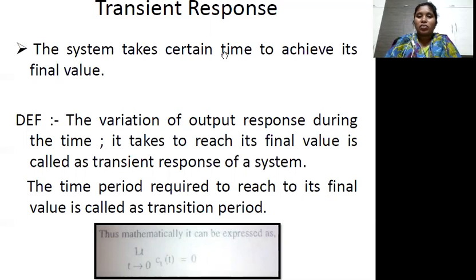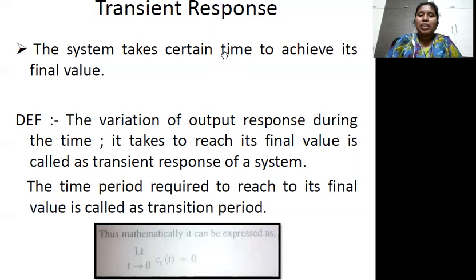So how do we define the transient response? The variation of output response during the time it takes to reach its final value is the transient response, right? Now I will explain. I want to obtain a final value, for example 5 volts. Before reaching 5 volts, it will reach 1 volt, 2 volts, 3 volts, 4 volts, and then it will reach 5 volts, right? So to reach 5 volts, there is some time gap between the initial value and the final value. That time period to reach its final value is called the transient response of the system. So the time period required to reach its final value is called the transient period.